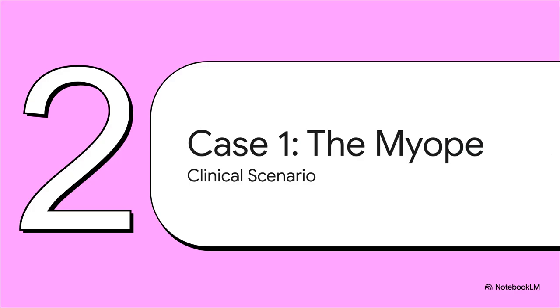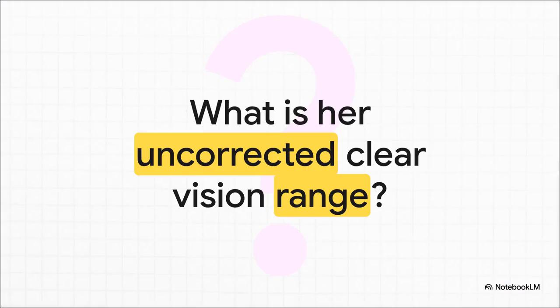Moving on to Section 2, Case 1, the myope. Let's connect this physiology directly to a clinical presentation. Now here's a classic board-style setup for you. If a patient is a -2 diopter myope with 5 diopters of maximal accommodation, what is her uncorrected clear vision range? I want you to mentally pause for a second and think about this. How does her built-in myopic error, her excessively powerful eye, interact with her physical accommodative effort to actually define her visual world? Where exactly can she see clearly?